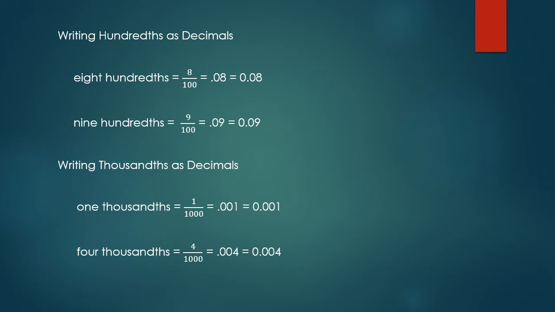Let's see another example. 4 thousandths. 4 thousandths in fraction form is written as 4 upon 1000, and in decimal form it will be written as 0.004.